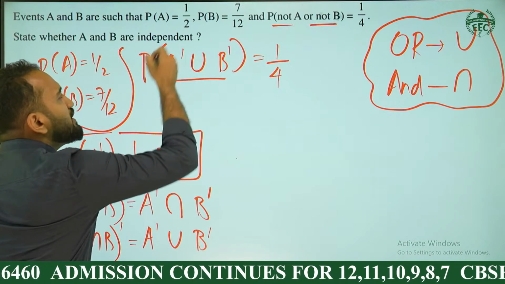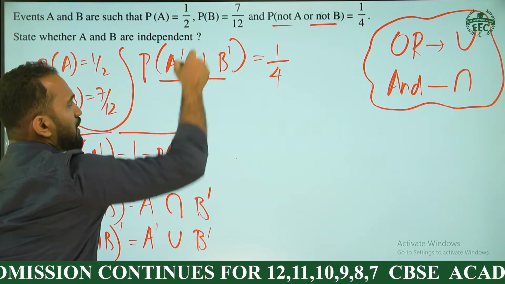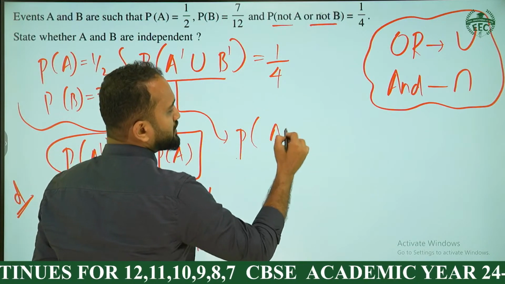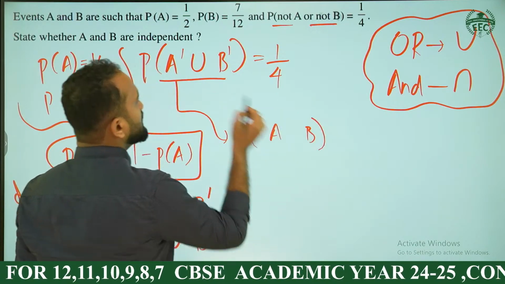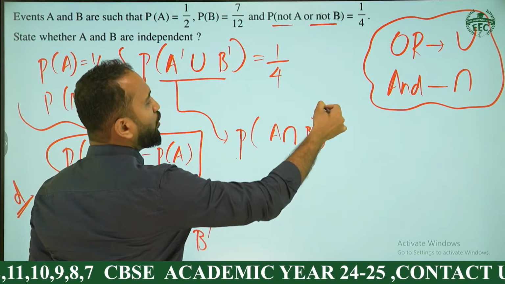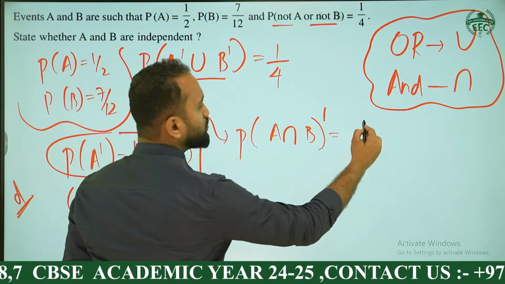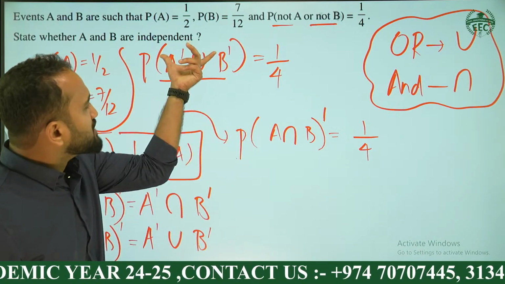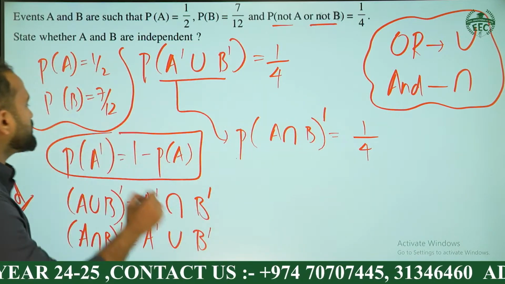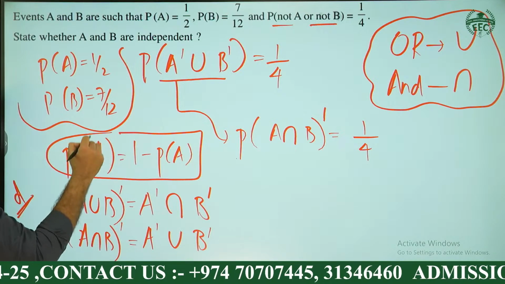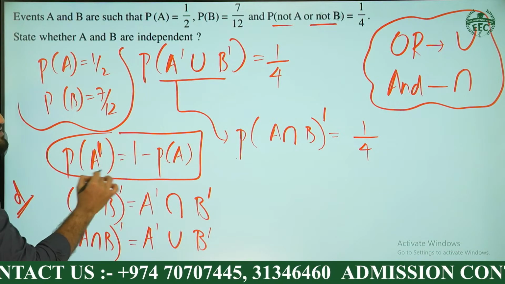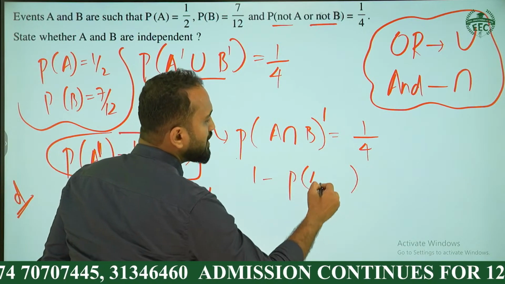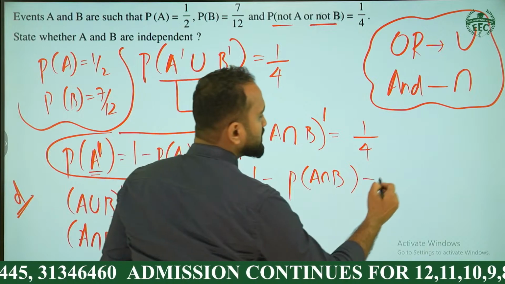Therefore, how could you make these complements a common term? P of, make this a common term. This is union, therefore intersection. The whole dash is equal to 1 by 4. So people, what is the advantage? You bring the two dashes into a single dash, so that you can use the formula P of something dash is equal to 1 minus P of that something. Therefore, this will be 1 minus P of that something. What is something here? A intersection B, which is equal to 1 by 4.